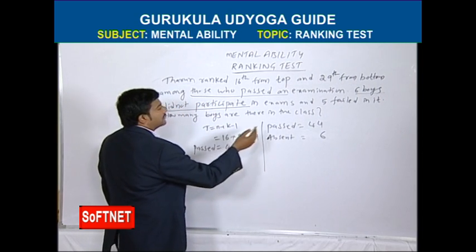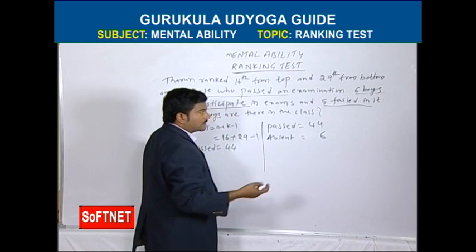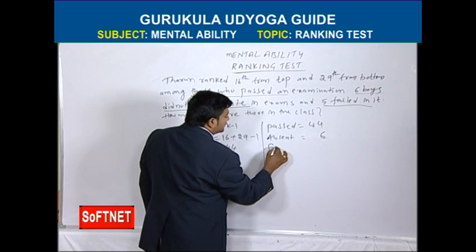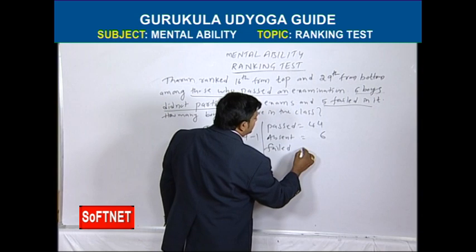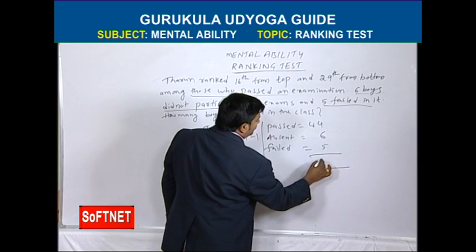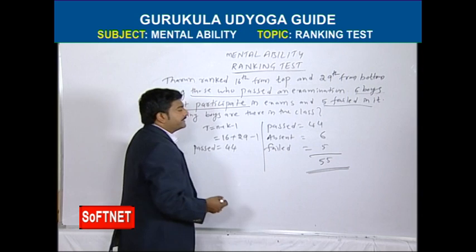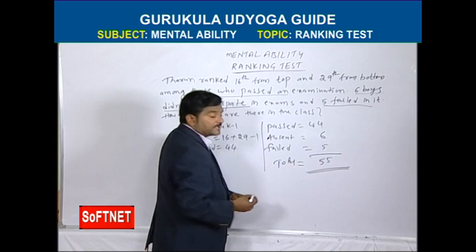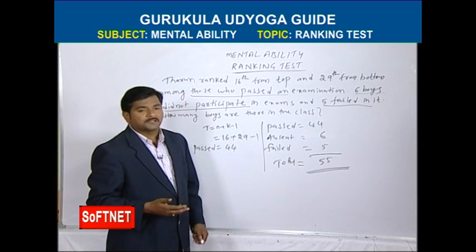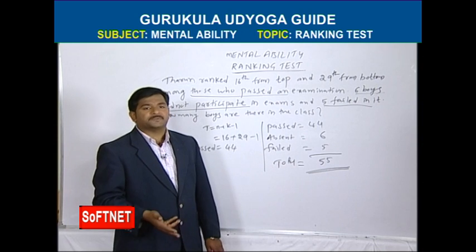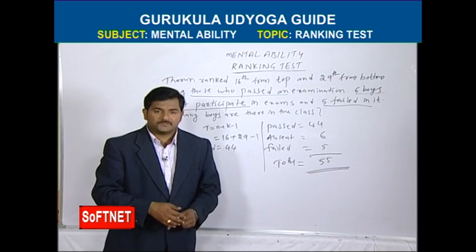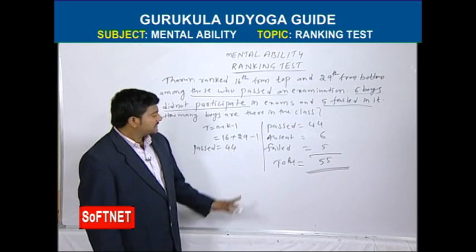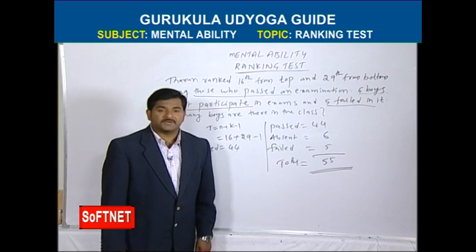And what he mentioned here: 5 failed in it. Of course, they took the examination, but they failed. So failed candidates are 5. Therefore, total number of students in the class, how much am I getting? 55. So they may have got a rank, they may have failed, or they may not have participated in the exam. All together gives the total number of students in the class. I hope you understood this concept. Here 44 is not the final answer, 55 is the final answer.